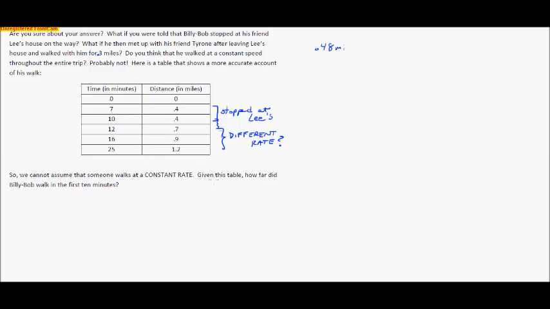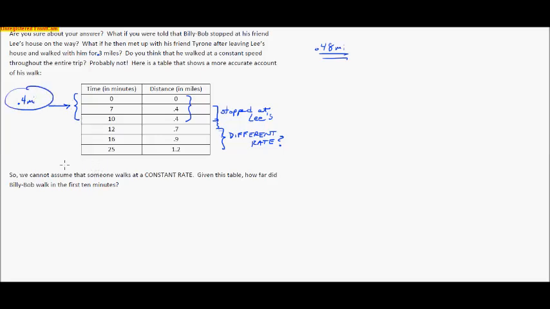All right. So given this table, how far did Billy Bob walk in the first 10 minutes? Well, this was our answer from part A. In the first 10 minutes, if we look at that chart, that meant he only went 0.4 miles. Okay, so it depends on the information that you're given as to whether you can really answer the problem.